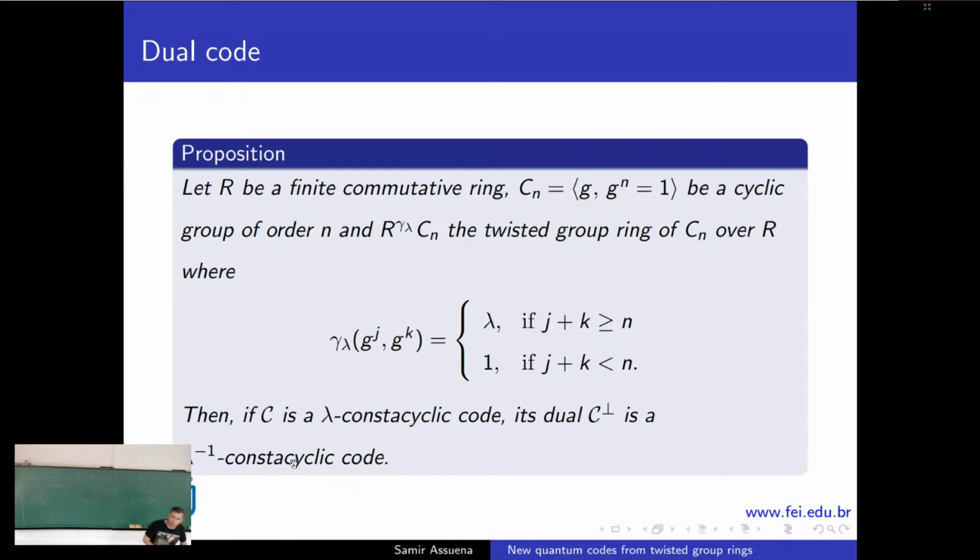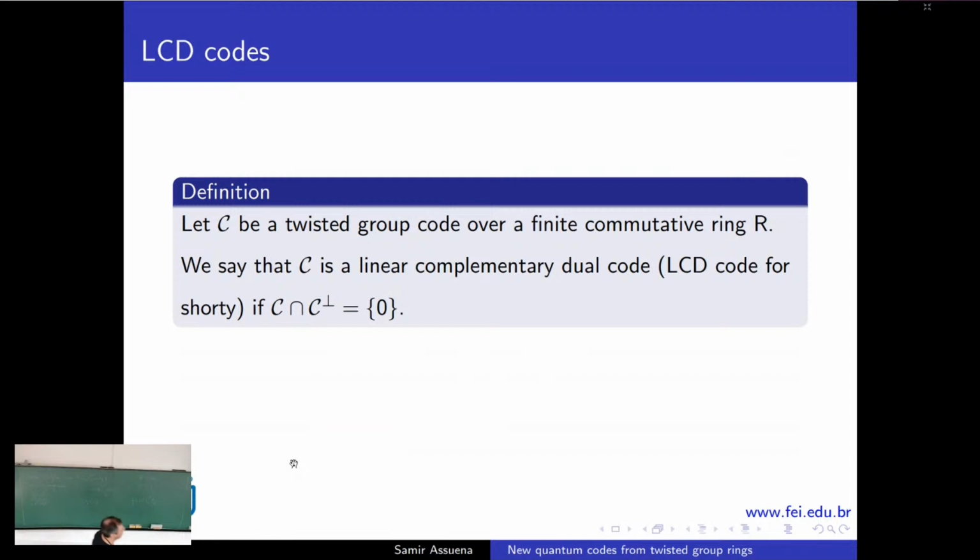So basically we are working on a different algebraic structure. It's a very well-known result. But we are working with LCD codes. LCD codes, we have seen today this definition, are those codes that intersect their dual trivially.